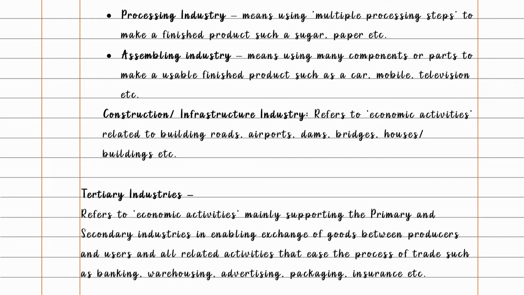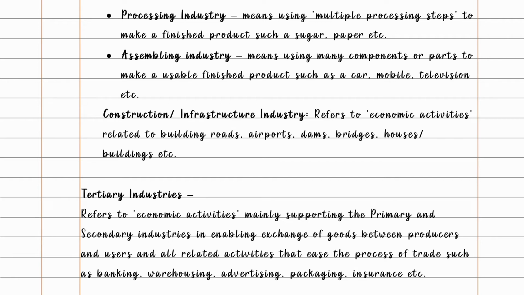So again, there are a lot of steps involved before the paper comes out as one of the products which is used by all of you children. So a processing industry is something where there are multiple steps involved in converting the inputs from the primary industry into a finished product. Fourth is the assembling industry, which means that there are many components or parts which are assembled together to form a product.